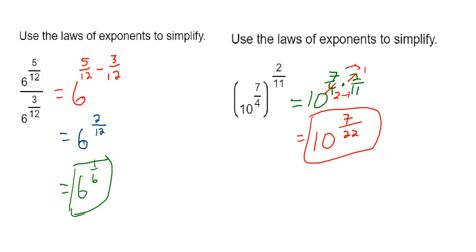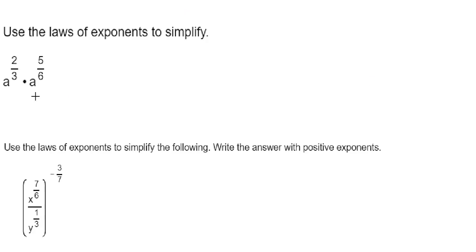All right, let's take a look at some more examples of this type. So here we're multiplying these together. So in this case, we add the exponents. So again, the base stays the same, right? So the base will still be a. We'll take 2/3, the first exponent, plus 5/6. We'll add the two exponents together.